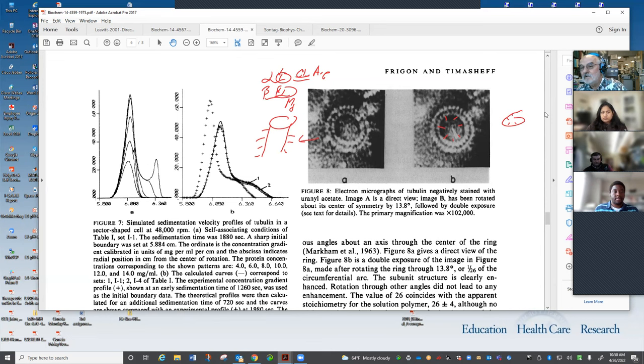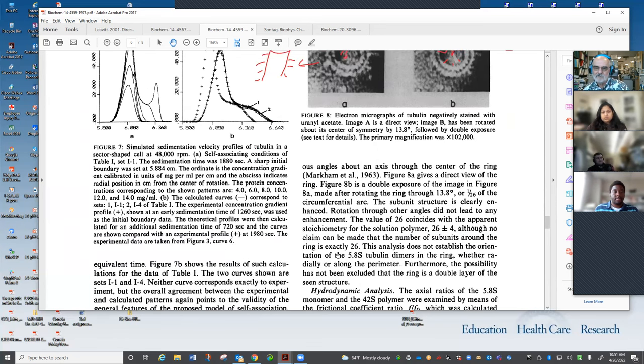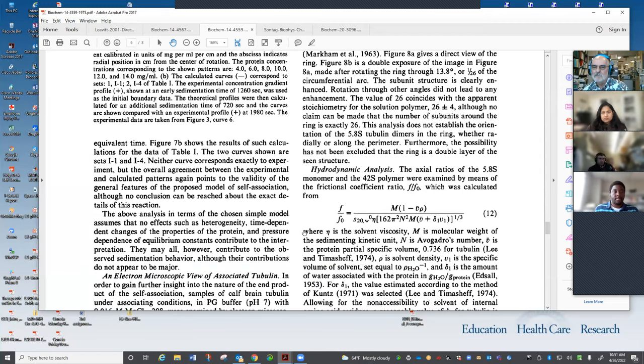But the charges are all on the inside. And so the magnesium ends up being on the inside. Otherwise, you get charge-charge repulsion and it isn't stable. Okay, so that's the requirement for ionic strength, but also for divalent cations to neutralize all of this charge in tubulin. This is all sort of background. It's discussed in some other papers.